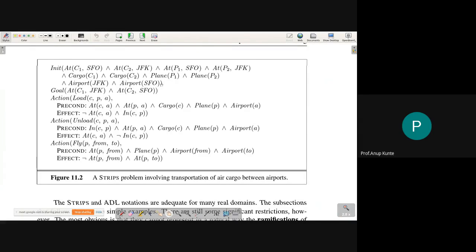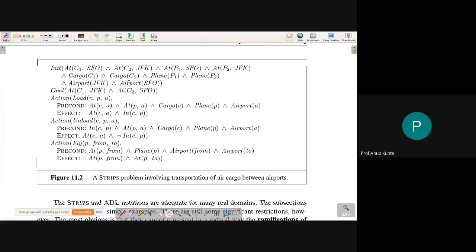Okay, this init has 10 predicates, which say: C1 is at SFO, C2 is at JFK, P1 is at SFO, P2 is at JFK, C1 is a cargo, C2 is a cargo, P1 is a plane, and P2 is also a plane, JFK is an airport, SFO is an airport. So now this naturally is a cargo transportation problem.